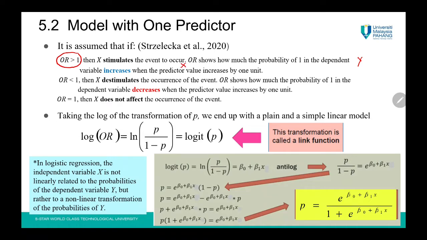While if the OR value is less than 1, then X inhibits the occurrence of the event. This means that this value shows how much the probability of 1 in Y, the dependent variable, decreases when X increases by 1 unit. And if the OR value is equal to 1, then X does not affect the occurrence of the event.